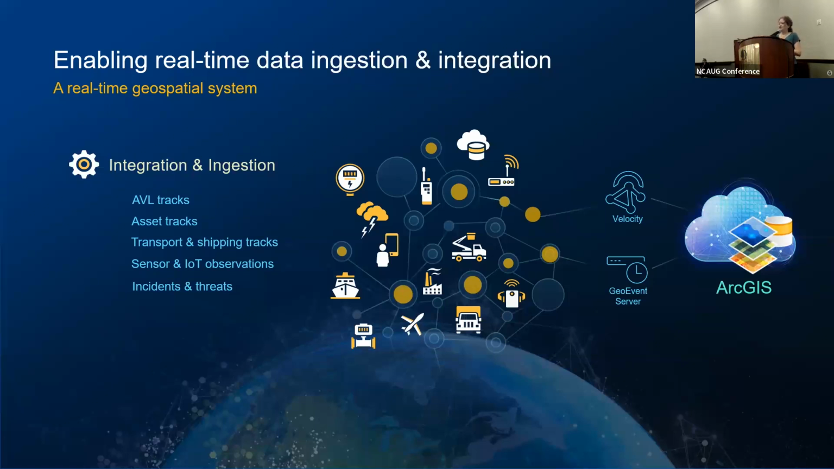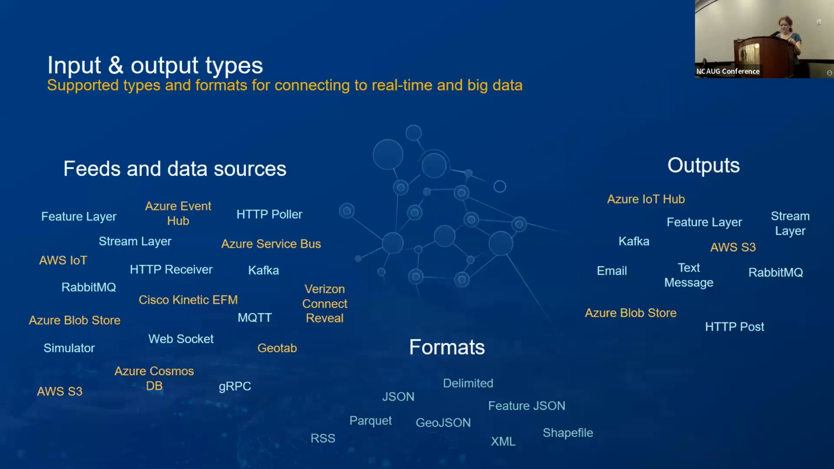But Velocity and GeoEvent both take an approach of configurable connectors for bringing in real-time data. So they support different data transfer protocols and different formats of information. The whole point is basically to make things converted into features so that you can use them in ArcGIS. So these are the configurable inputs and outputs and formats. Specifically, these are the supported items for Velocity. The story for GeoEvent is very similar.